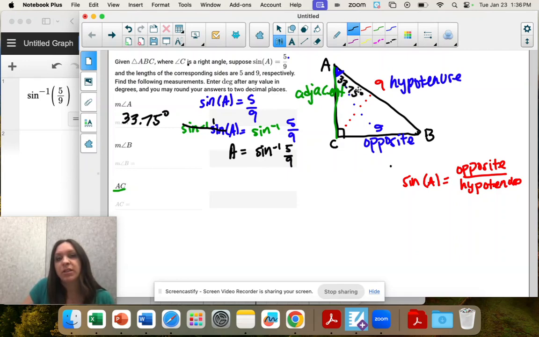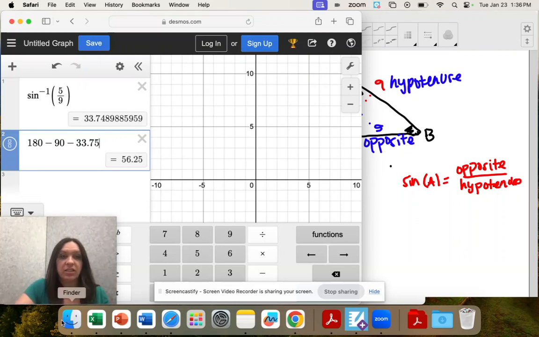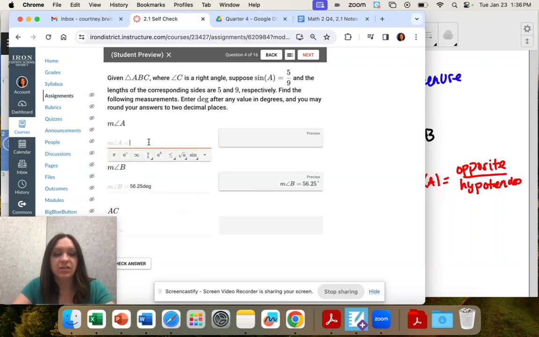So remember, these two angles in a right triangle add to 90. The whole triangle is 180. So I would take 180 minus 90. That's how those two angles add to 90. And then 33.75. So B is 56.25 degrees. And this is 33.75 degrees.